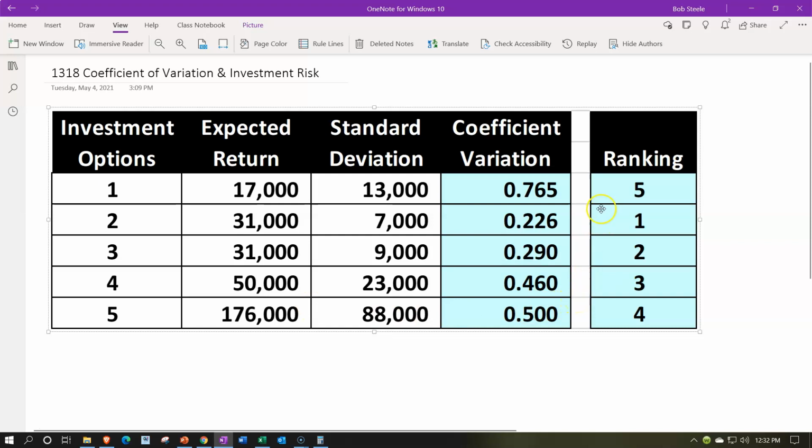And then number five up top is actually the most risky. So why would you pick this one at all is the question. You probably wouldn't pick number five because it has the lowest expected amount of return and also is the most risky. And remember, that could happen.